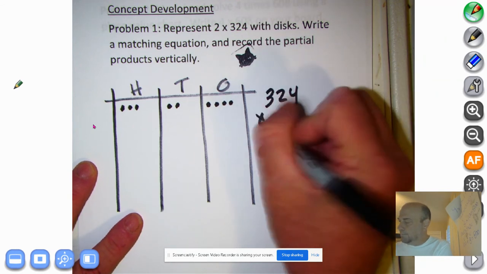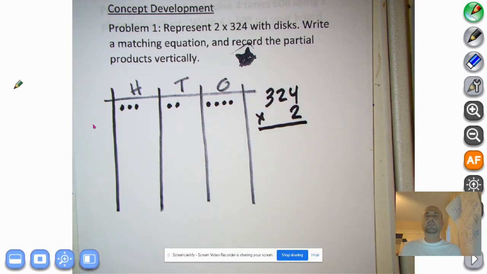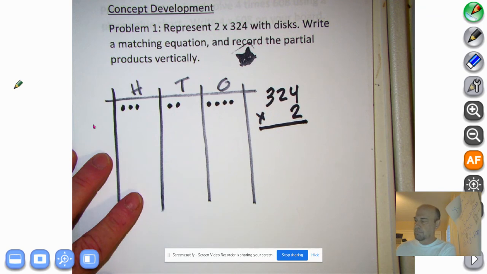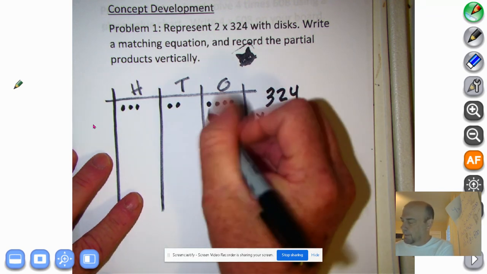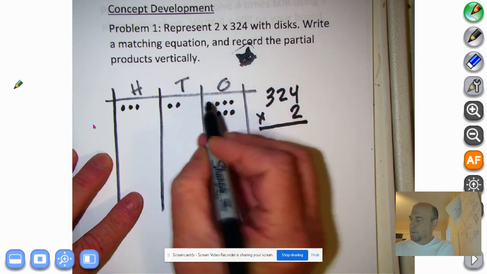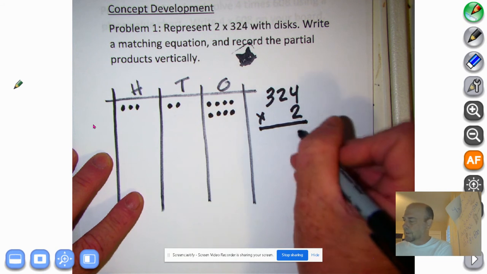324 times 2. So first up is 4 times 2. You know that. We've done enough multiplication review. But let's go ahead and show the disks, and then over here on the vertical equation. So 4 times 2. 1, 2, 3, 4, 5, 6, 7, 8. 4 times 2 is 8.